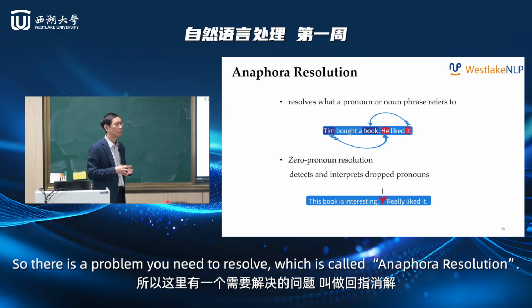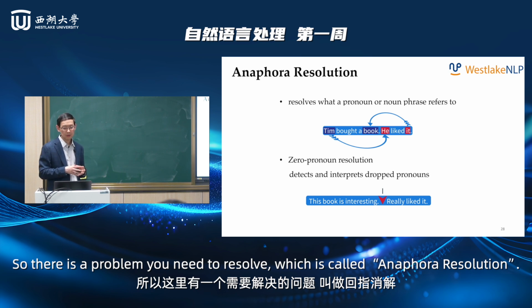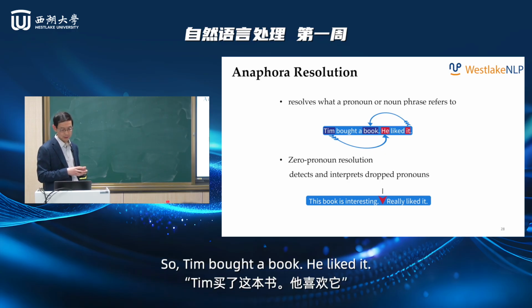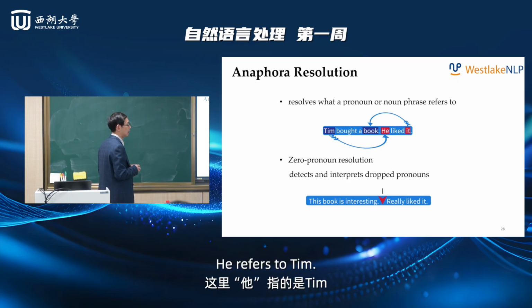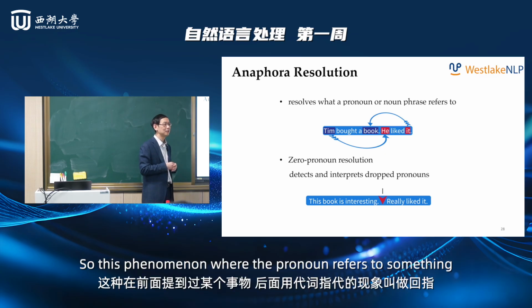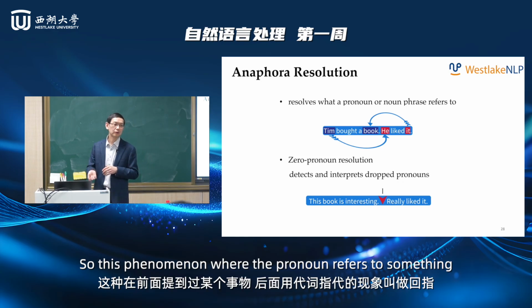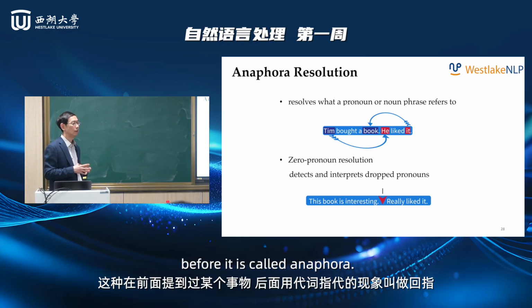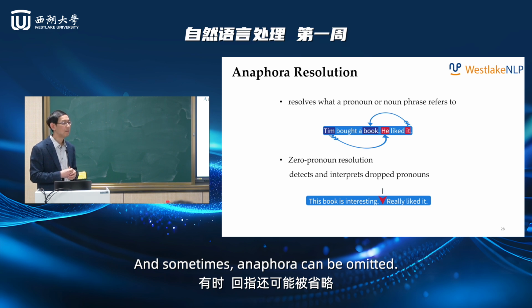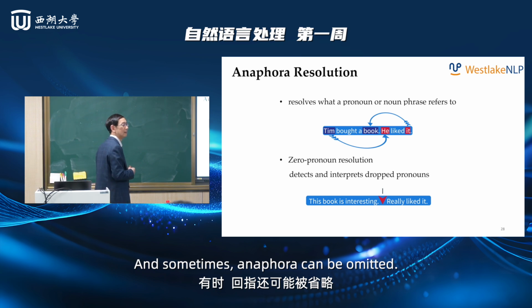So there is a problem you need to resolve, which is called anaphora resolution. Okay. I give an example here. So Tim bought a book. He liked it. Okay. Here, he refers to Tim. It refers to book, right? So this phenomenon where the pronoun refers to something before it is called an anaphora. Okay, you want to be able to resolve this ambiguity, and sometimes the anaphora can be omitted.